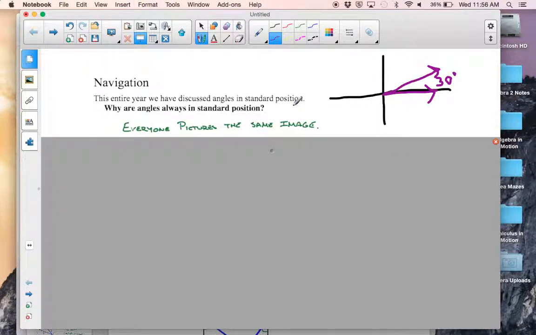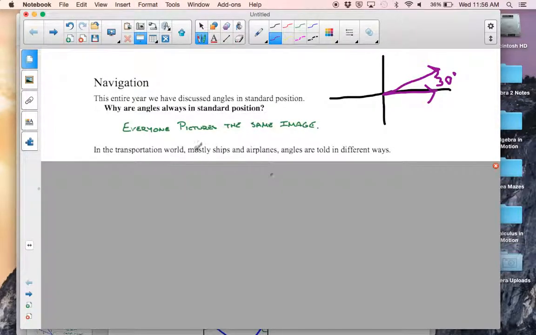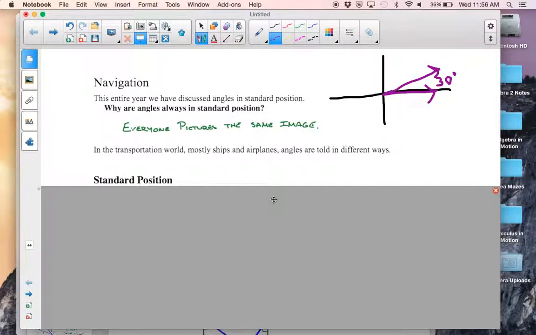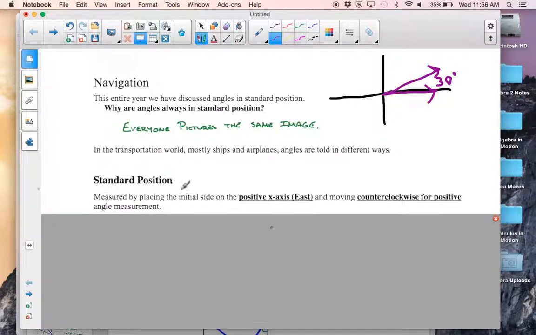Okay. Well, today we're going to be talking about angles in a couple different ways. In the transportation world, mostly ships and airplanes, angles are told in different ways. So we're going to look at standard position, which we already talked about, and then something called a bearing and something called a heading. Okay. So standard position is measured by placing the initial side on the positive x-axis. So that's what we did here. That's my initial side on the positive x-axis, which is east if you're thinking north, south, east, west. Then you go counterclockwise for the positive angle measurement.